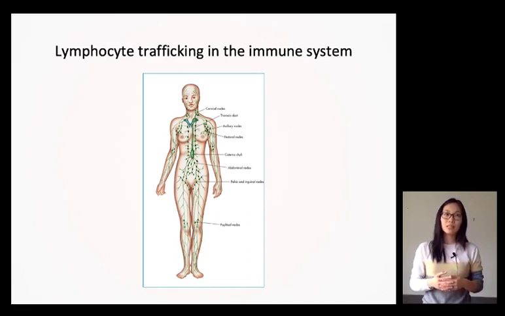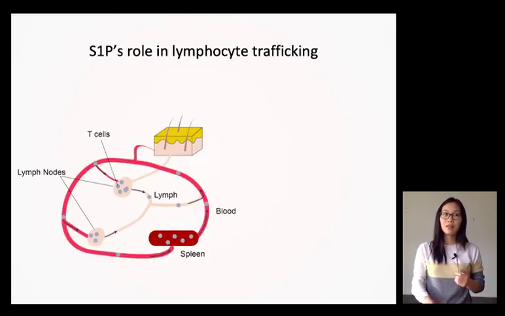Lymph fluid collects material from all of these other tissues of your body and then drains all of that into the nearest lymph node, where foreign pathogens and antigens from these other tissues can be detected. So how does S1P play a role in these immune cell movements? I'll use T cells to illustrate what we know about this.